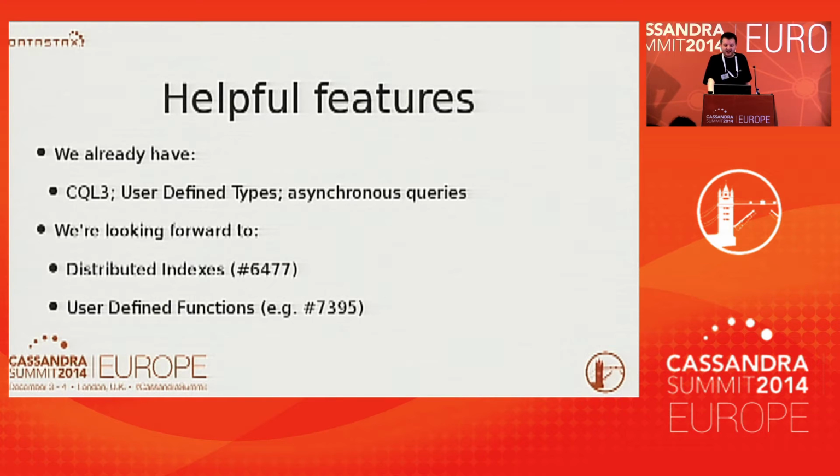User-defined types, mentioned briefly earlier today. They're already there in 2.1. Asynchronous queries is another one I want to touch on. If, like me, you come from a JDBC background as a programmer, you're used to a database access API that's inherently synchronous. But using an asynchronous API brings you certain advantages, particularly with the distributed nature of Cassandra.